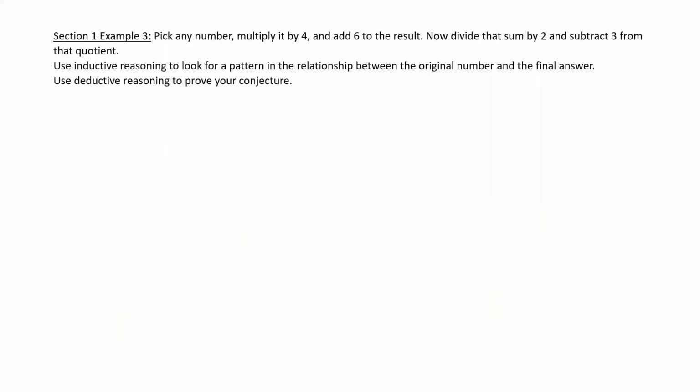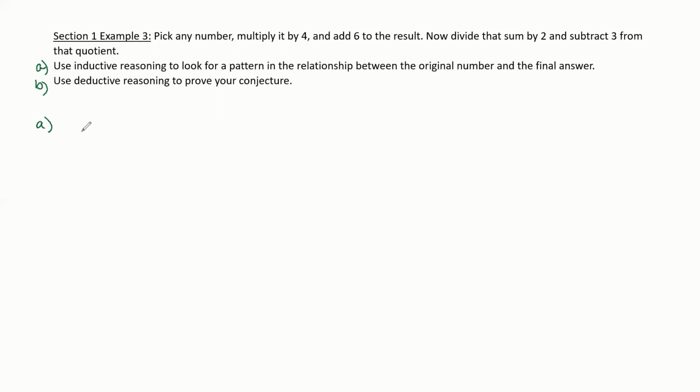Example 3. Pick any number, multiply it by 4, and add 6 to the result. Now divide that sum by 2 and subtract 3 from that quotient. Use inductive reasoning to look for a pattern in the relationship between the original number and the final answer. Use deductive reasoning to prove your conjecture. So with inductive reasoning, we're looking for the pattern. But with deductive reasoning, we have to prove using a variable. Let's start with inductive reasoning. So let me call this part A and this part B.